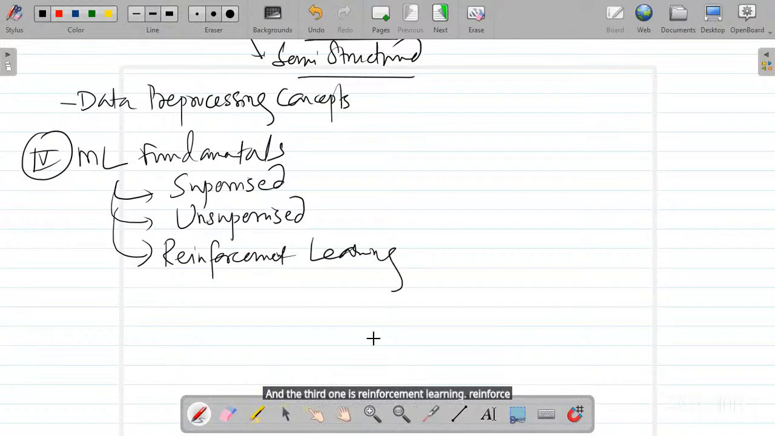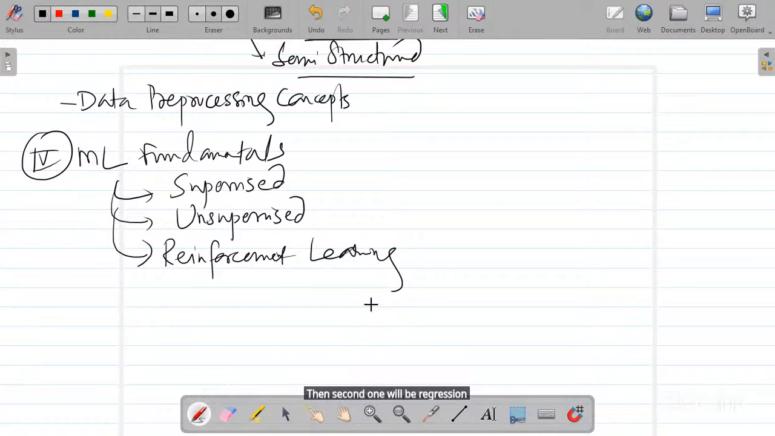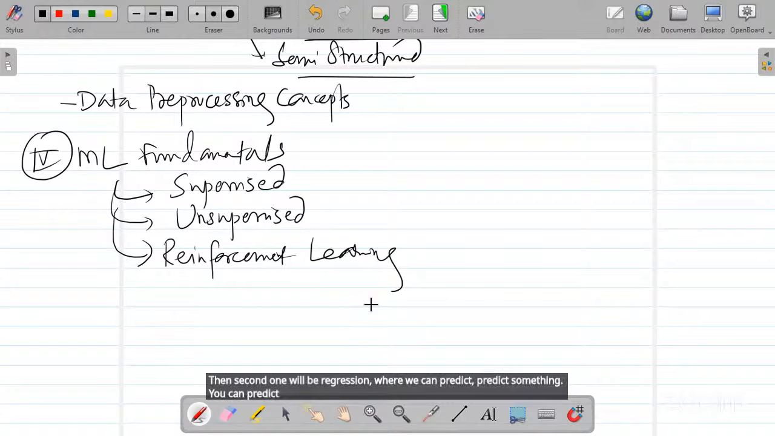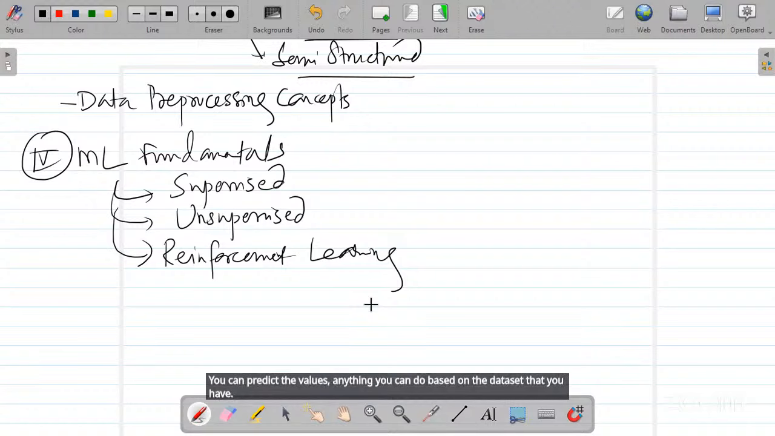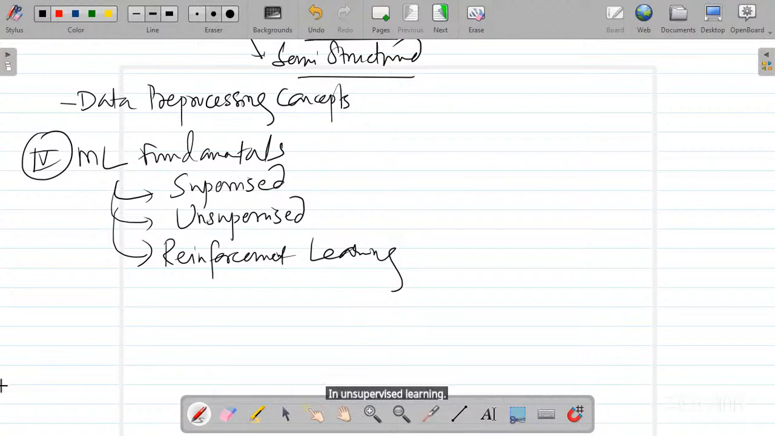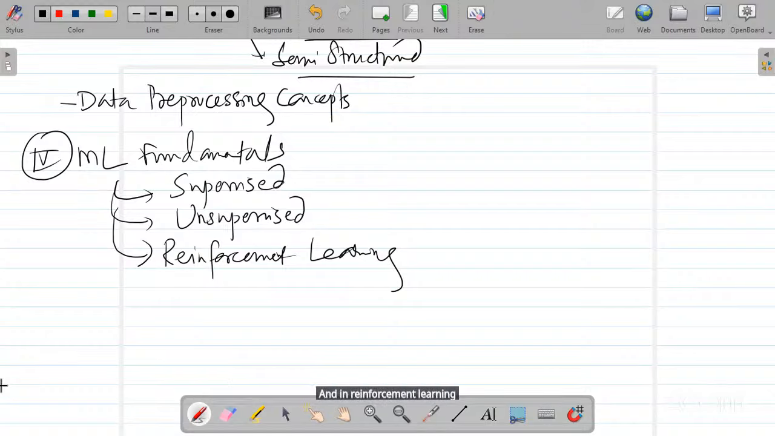So supervised learning means what? It will have labeled tables. You can do classification, for example spam email versus not spam email, a basic example of how it works as a classifier. The second one is regression, where we can predict something, like house prices or other values, based on the data set you have. In unsupervised learning, labels are not provided, so we can do customer segmentation, for example clustering. And in reinforcement learning, the agent learns from trial and error.